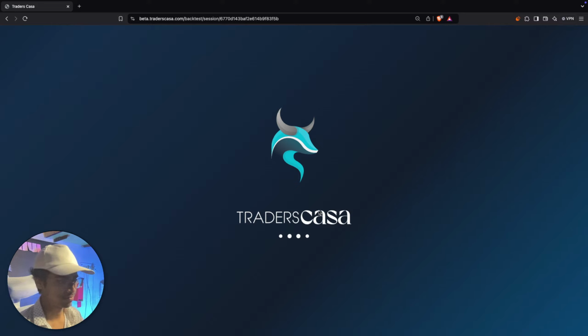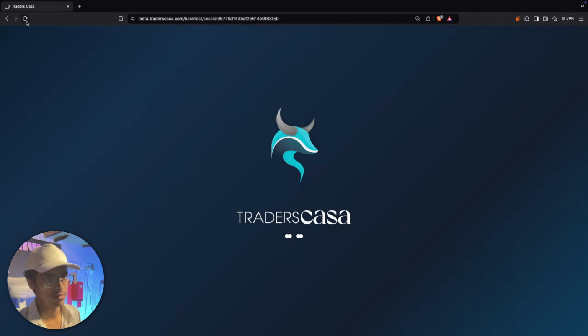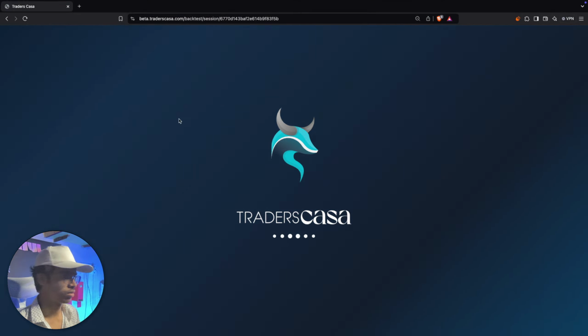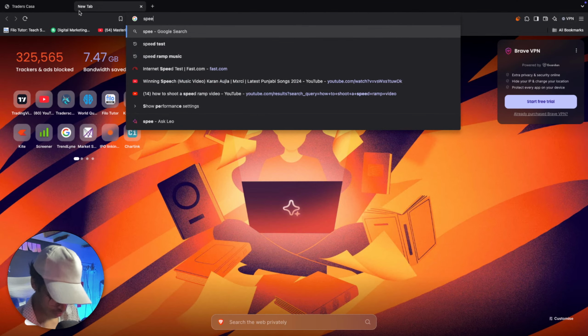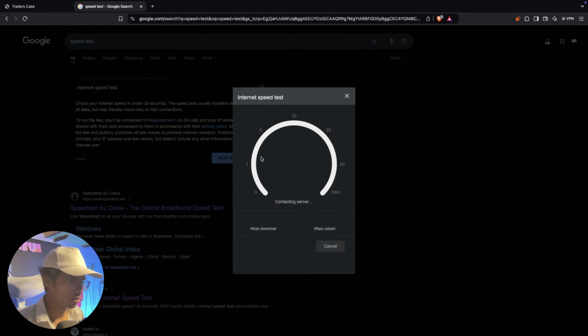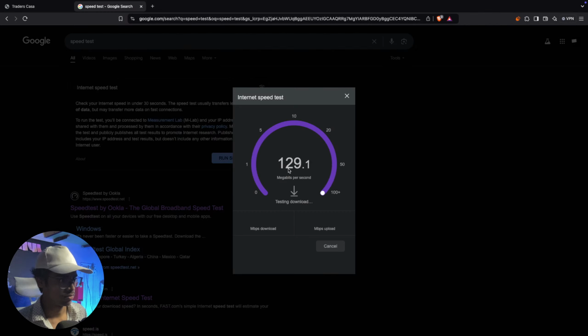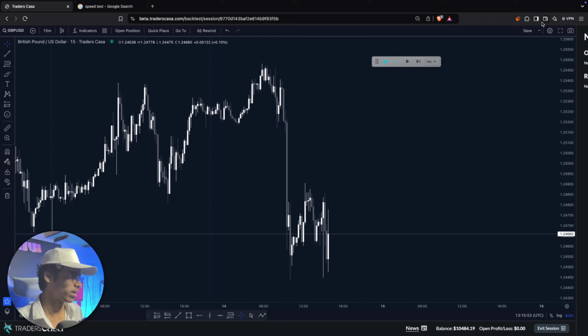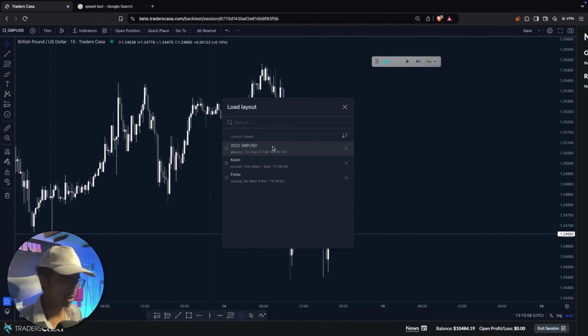Hey, why is it taking so much time to load? The network's good, okay. Yeah, it's fine. It's also fine here. Node layout 2022 GBP guys.